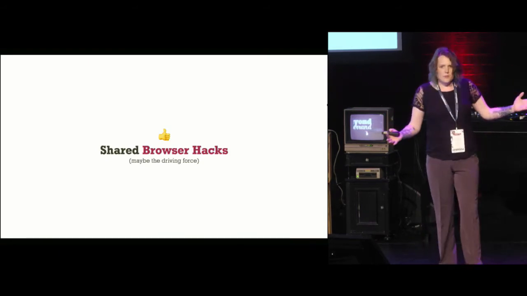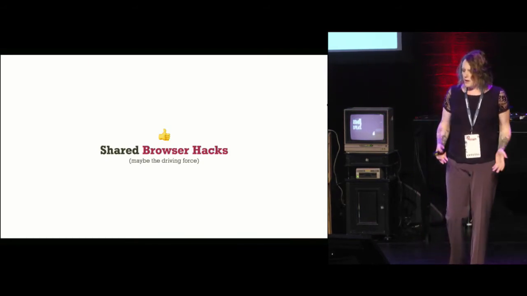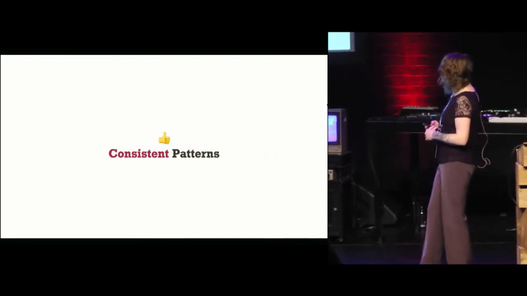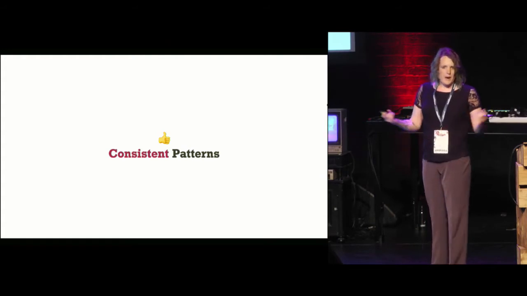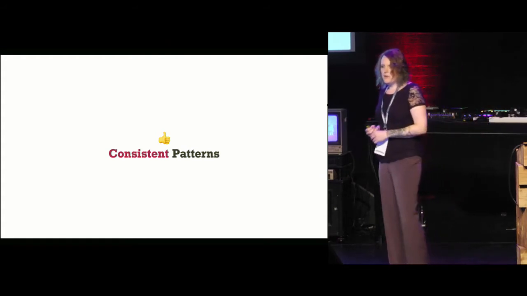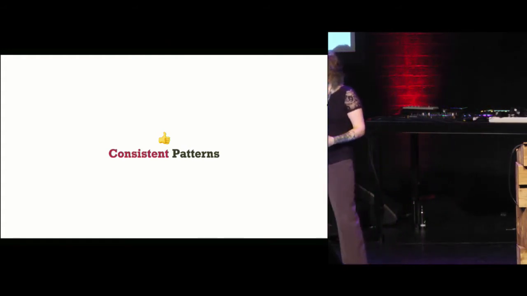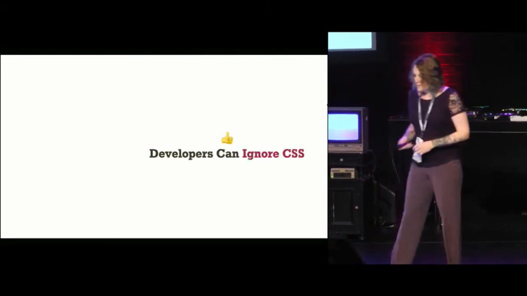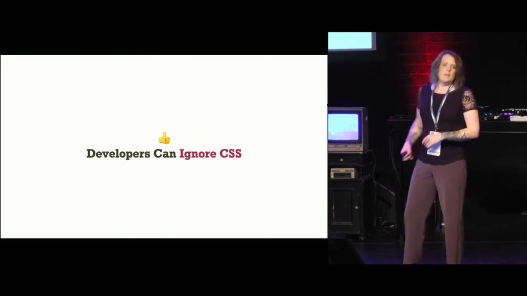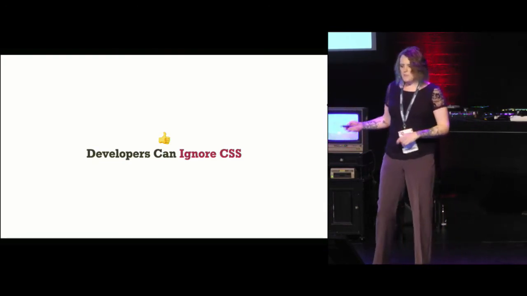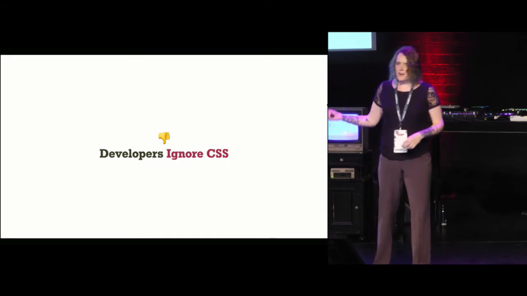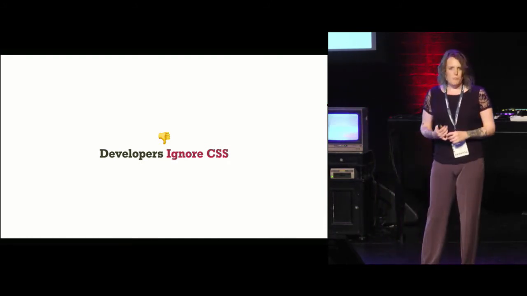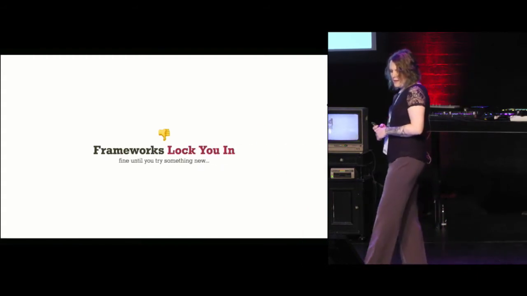Great. So these grid systems gave us shared browser hacks. We didn't have to learn all the hacks ourselves. Consistent patterns, that's nice. That's something that we keep talking about now with design systems, with component libraries: how do we build something consistently? These systems helped us with that. On the positive side, for some teams, developers can ignore CSS. On the downside, developers are ignoring CSS. So that has advantages and problems.